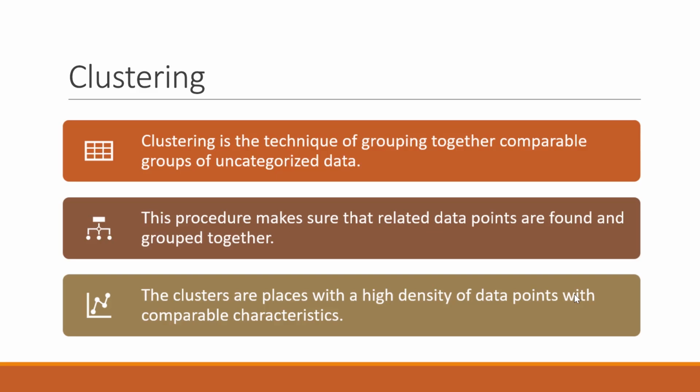Now, to understand the complete working of clustering analysis, we need to understand what clustering is. Basically, clustering is a technique of grouping together comparable groups of uncategorized data. This procedure makes sure that related data points are found and grouped together. Algorithms for clustering data are essential for processing it and identifying groups. In other words, clusters are places with a high dimensionality of data points with comparable characteristics. It is typically used to analyze datasets, uncover meaningful facts among vast amounts of data and form conclusions from it.